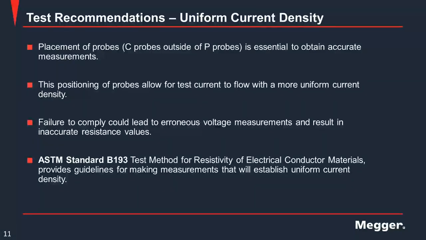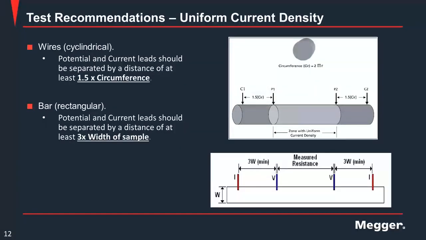So based on the ASTM standard B193, which gives you information about the guideline for how the measurement can be made to establish uniform current density, this standard is very useful to understand how to place your probe and how to get uniform current density when you want to do a low resistance measurement. This is some of the information that you will find in the ASTM standard, to define the uniform current density.